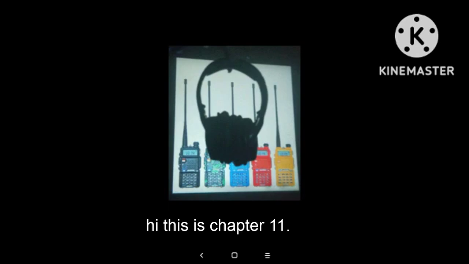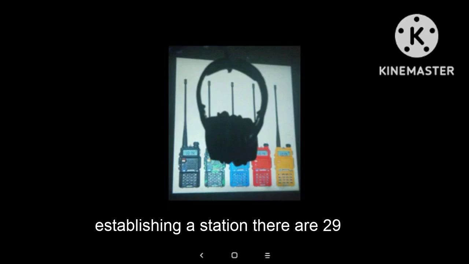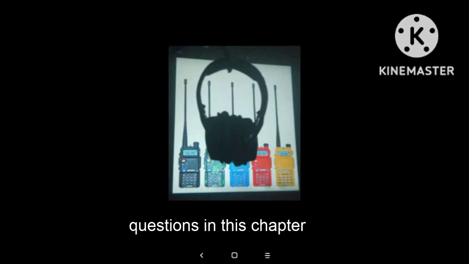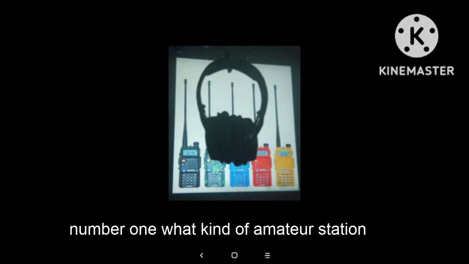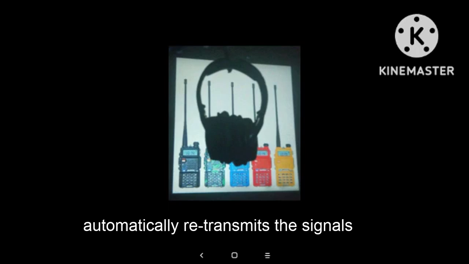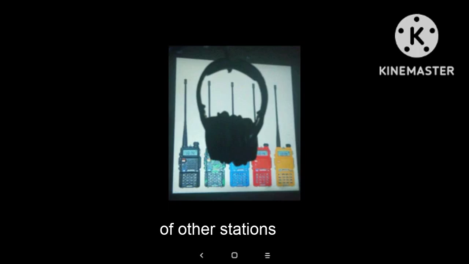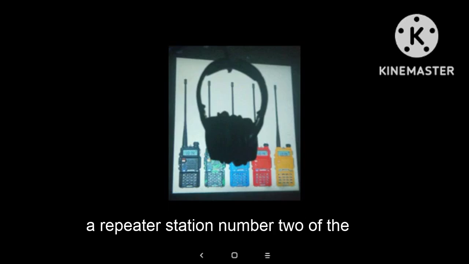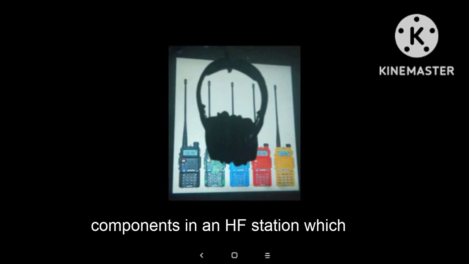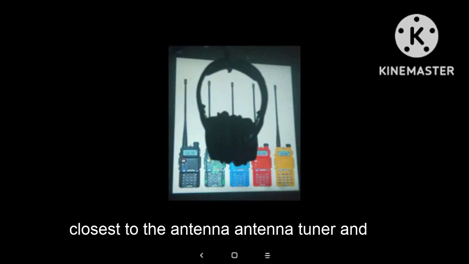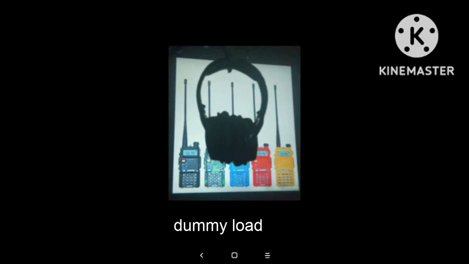Hi, this is Chapter 11, Establishing a Station. There are 29 questions in this chapter. Number 1. What kind of amateur station automatically retransmits the signals of other stations? A repeater station. Number 2. Of the components in an HF station, which component would normally be connected closest to the antenna tuner, and dummy load?